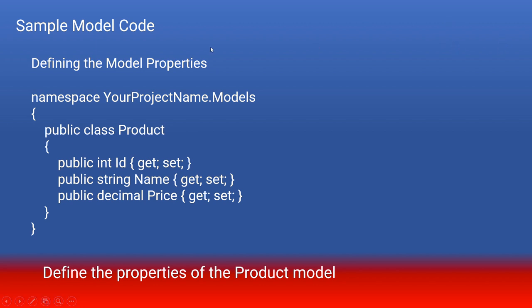public int Id { get; set; } defines a public property named Id of type int. The get and set syntax allows you to both read and write the value of the property. public decimal Price { get; set; } defines a public property named Price of type decimal. This property will store the price of the product. We use decimal for monetary values because it provides greater precision than float or double.